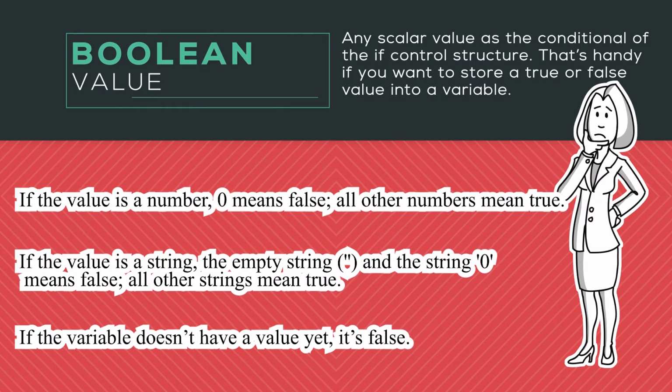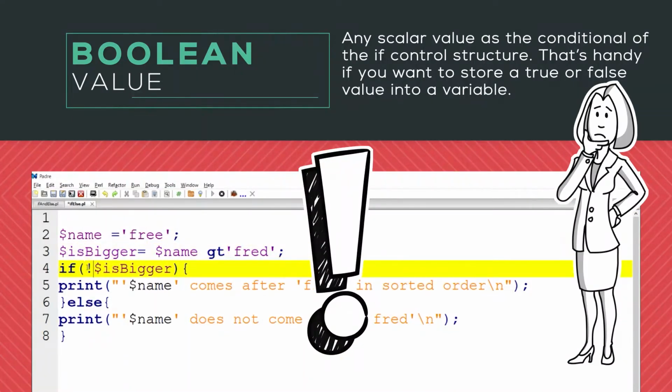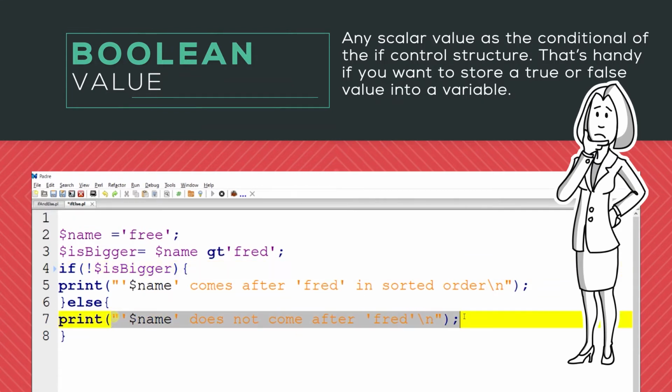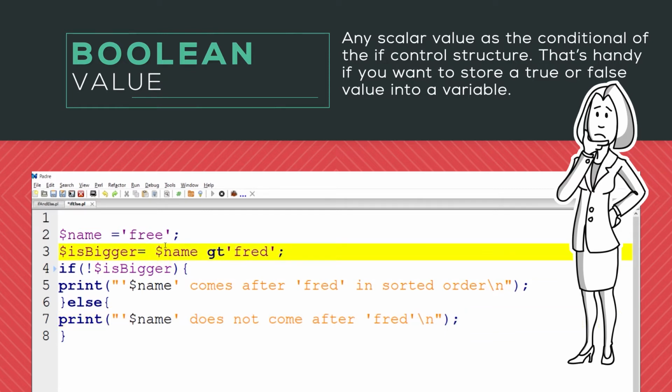If you need to get the opposite of any Boolean value, use the unary not operator, the exclamation mark. If what follows is a true value, it returns false. If what follows is false, it returns true.